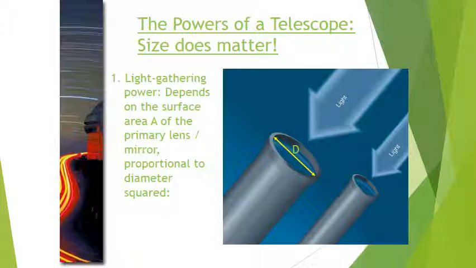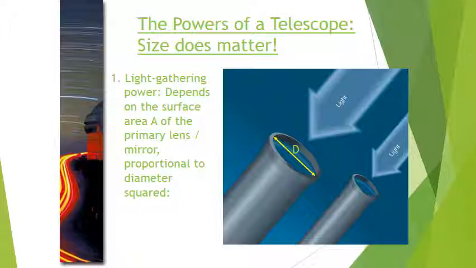Remember, one of the main themes of this module is that astronomy is all about light. That's what astronomers do, they collect light. So in astronomy, size does matter, in the sense that when you're trying to collect light, it's just like when you're trying to collect rain. If you want to collect a lot of rain, you put out a big old barrel. Same thing with light. Telescopes are just essentially buckets for light. If you want to collect more light, you get a bigger telescope.